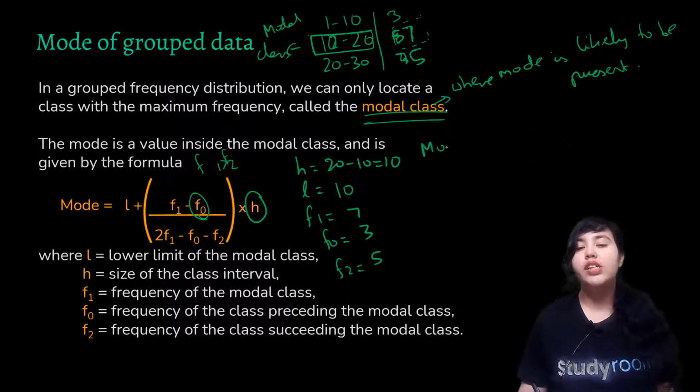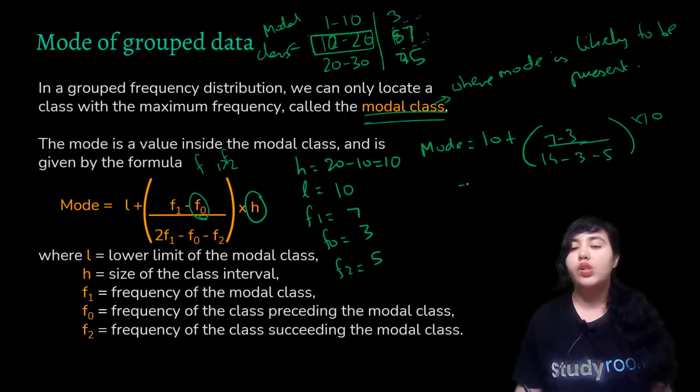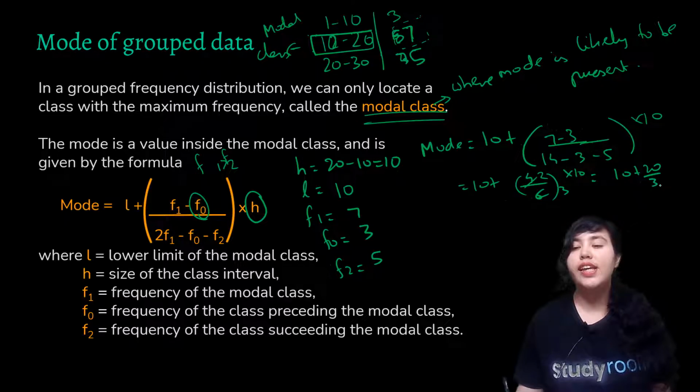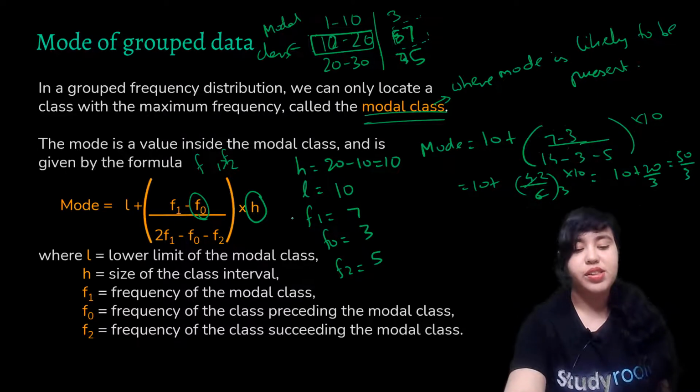So how will you get it? Mode is equal to L, that is 10, plus F1 minus F0, which is 7 minus 3, upon 2F1, which is 2 into 7, 14, minus F0, minus 3, minus F2, minus 5, multiplied by the class size 10. So this will be 10 plus 7 minus 3 is 4, 14 minus 8 is 6, into 10. If you solve this, you will get 10 plus 20 upon 3, and that will be 50 upon 3. So that will be the mode of the given grouped data. So that's how you go about it.